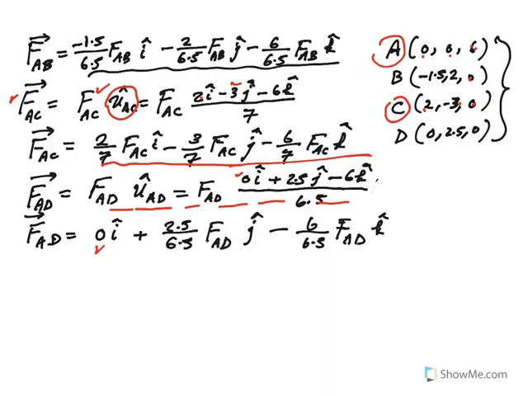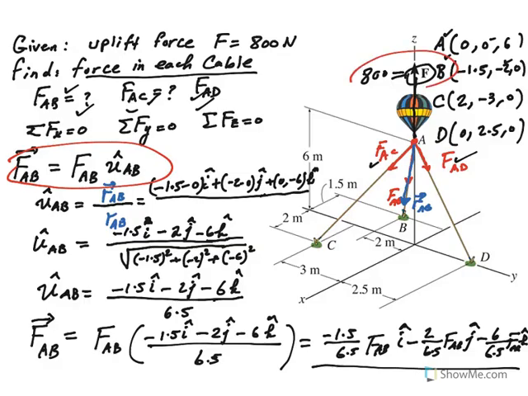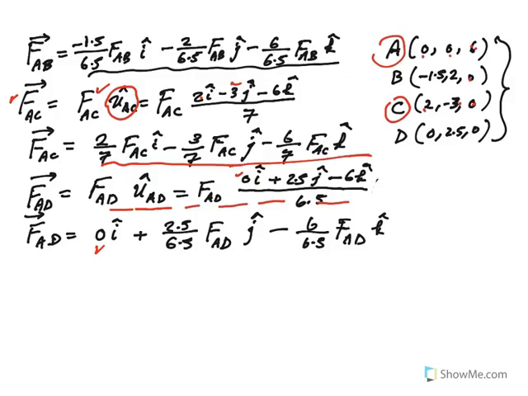But let me just, one last thing, show you here. What about this one? This force F vectorially would be what? 800 is the magnitude pointing in the positive z direction. So that force vectorially would be what? That's the uplift force, is 800K. So don't forget about this force.